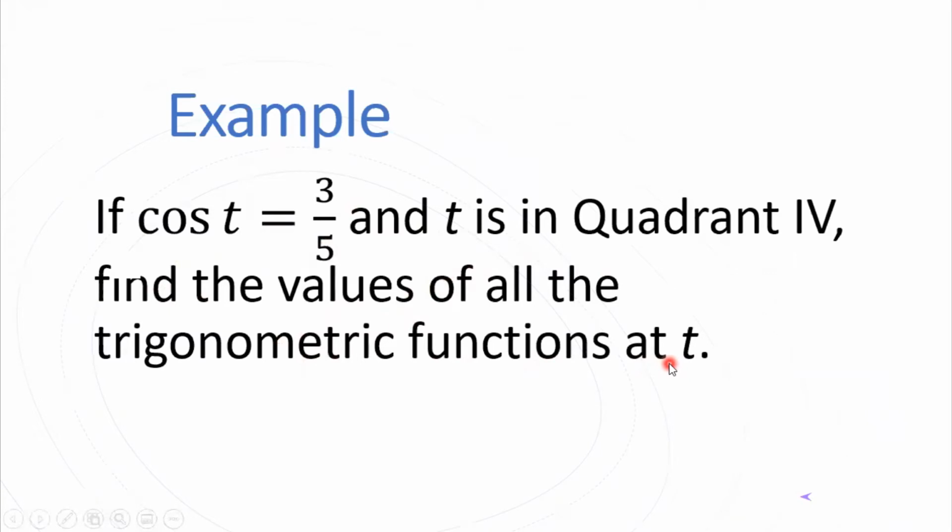Okay, how can we solve this problem? We are given that cosine t is equal to 3 over 5, and with the condition that t lies in quadrant 4. Okay? So find the values of all the trigonometric functions at t. How can we solve that one? What are the possible trigonometric identities that can be used in solving this problem?